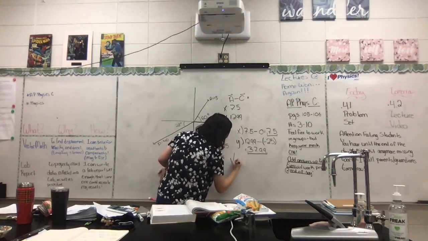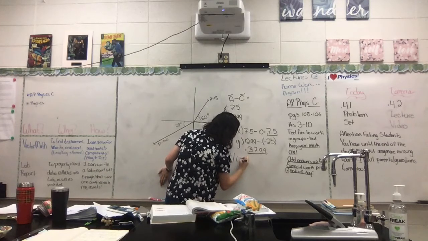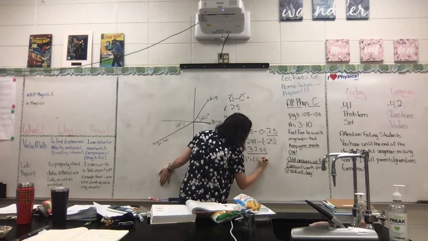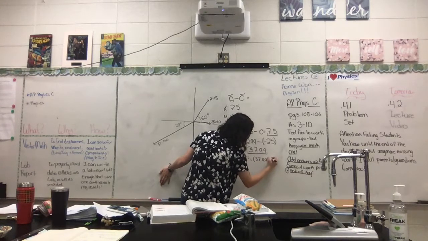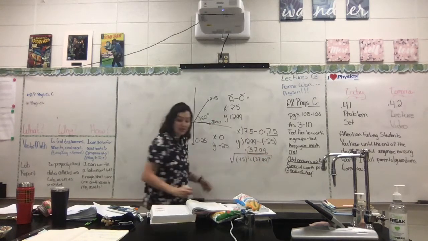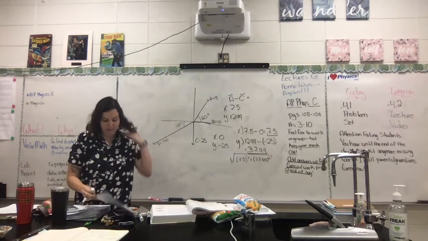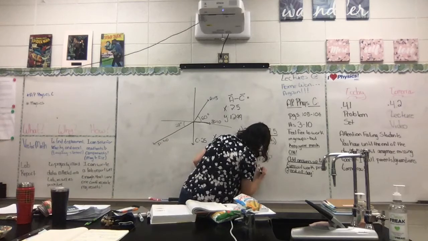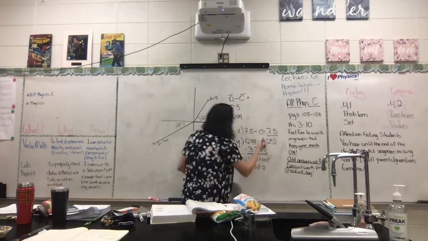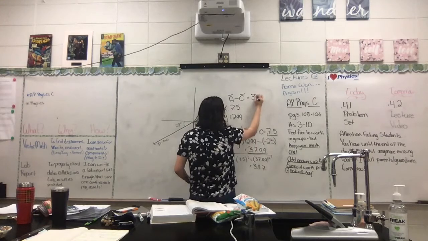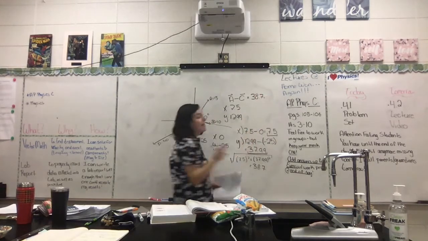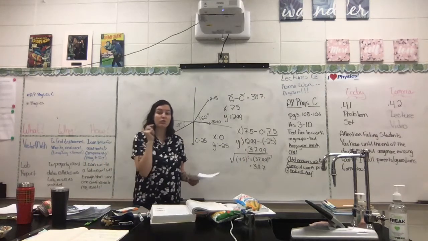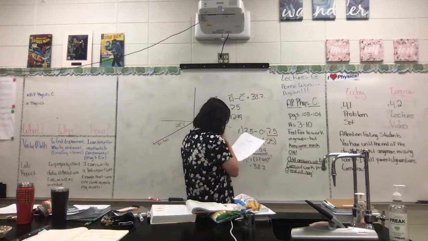So once again, we're going to do the square root of 7.5 squared plus 37.99 squared. That is going to give us an overall magnitude of 38.7. Okay, so our magnitude will be 38.7, but we're not done. We still need to find the angle or the direction for this vector.